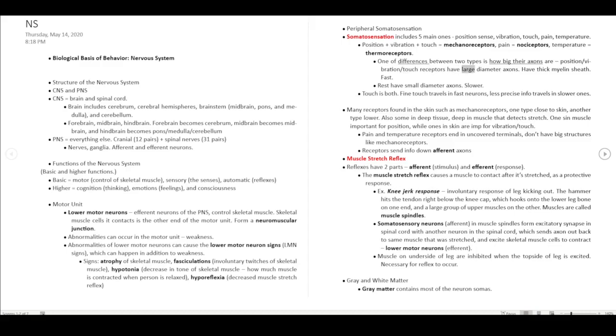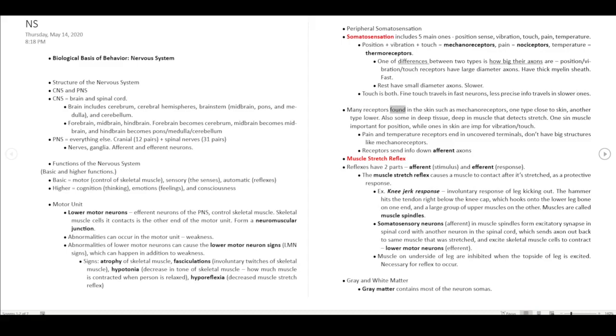Position/vibration/touch receptors have large diameter axons. Have thick myelin sheath. Fast. The rest have small diameter axons. Slower. Touch is both. Fine touch travels in fast neurons, less precise info travels in slower ones.